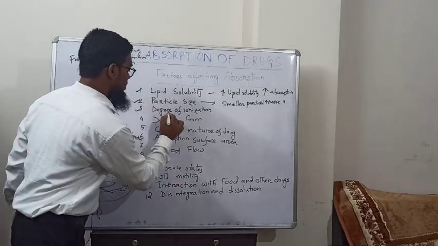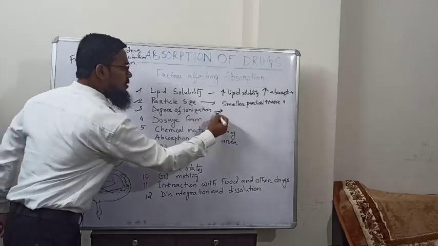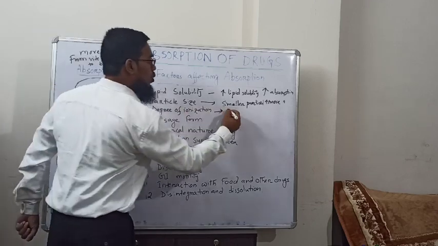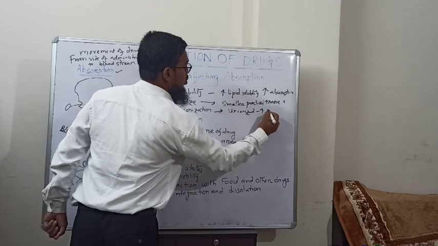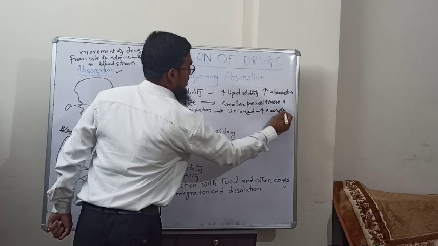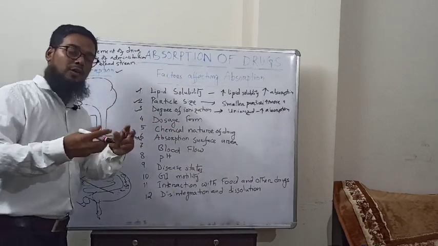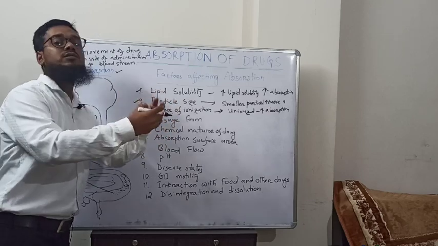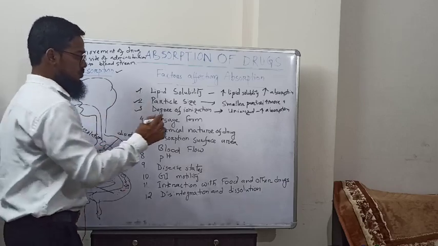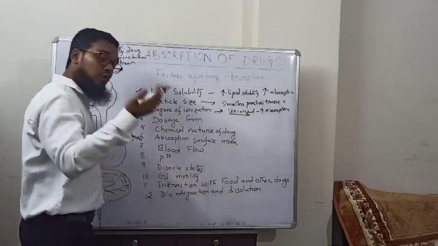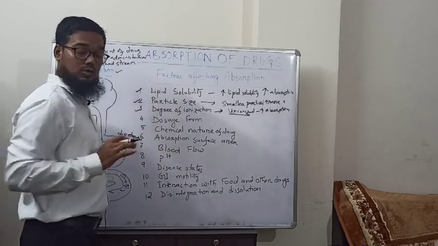Next point is degree of ionization. Very important. If more unionized drug is present, more absorption will take place. Because if the drug remains in ionic form, it may tend to form some ionic complex, and absorption will decrease. So that is very important. If the drug remains more in unionized form, then more absorption will take place.